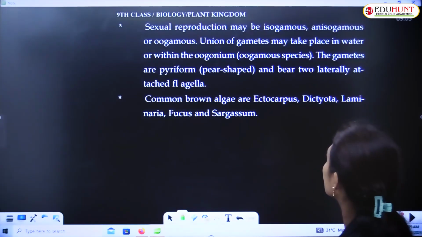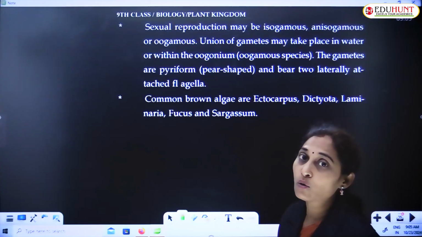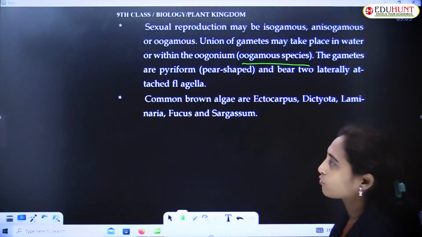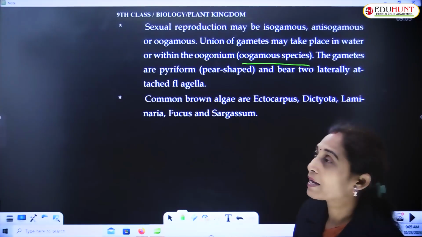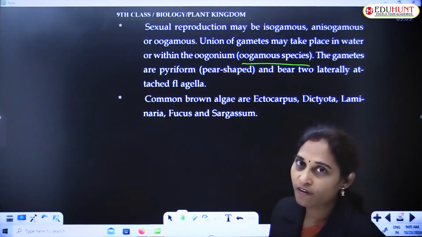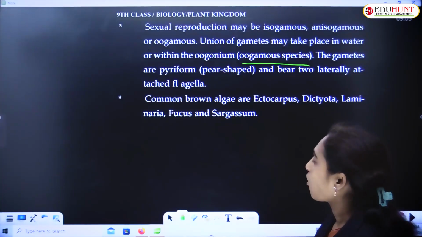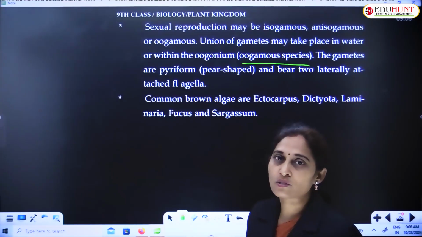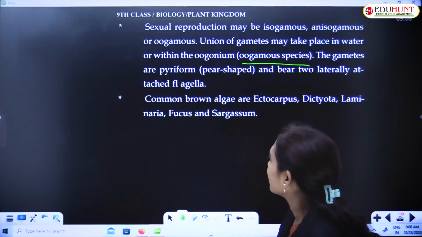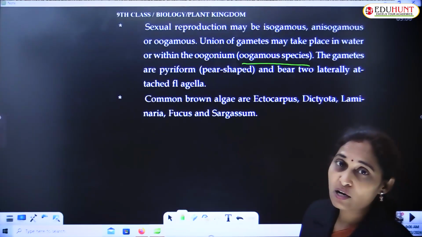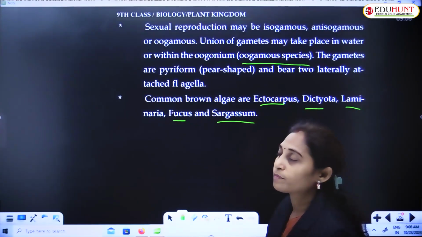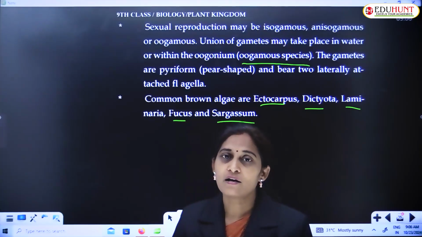And union of gametes may take place in water or within the oogonium. In oogamous species, the oogonium is produced in the female. The gametes are pyriform, like pear shaped, and bear 2 laterally attached flagella. Even the gametes possess flagella, and they are 2 in number and laterally inserted. Common brown algae are Ectocarpus, Dictyota, Laminaria, Fucus, Sargassum.